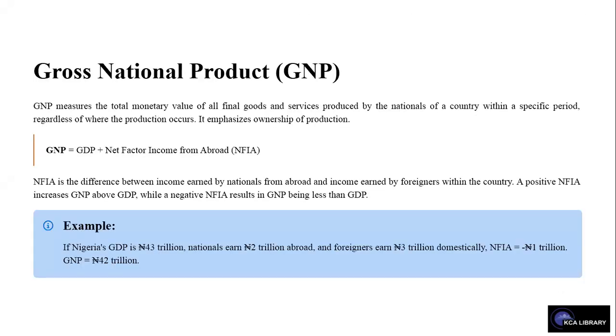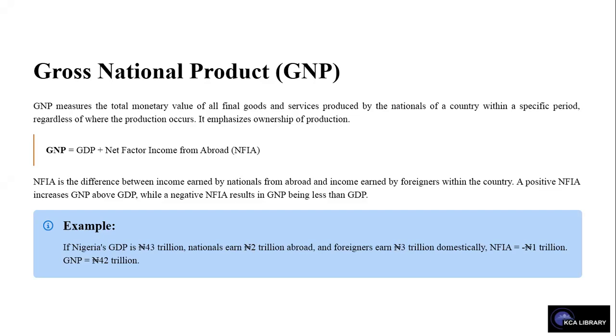For the gross national product, which is GNP, it measures the total monetary value of all final goods and services produced by nationals of a country within a specific period, regardless of where the production occurs. And the emphasis is on the ownership of production. And to calculate this, it is GDP plus net factor income from abroad.